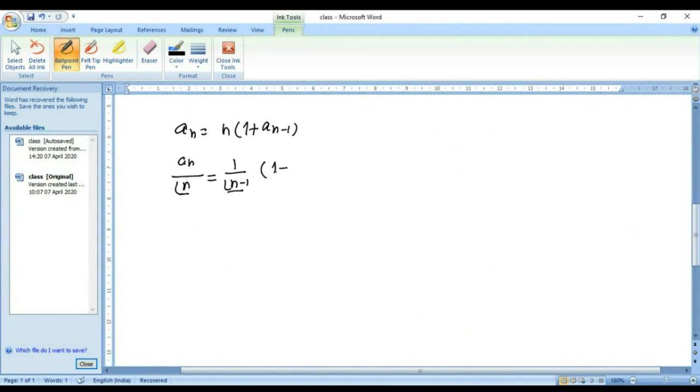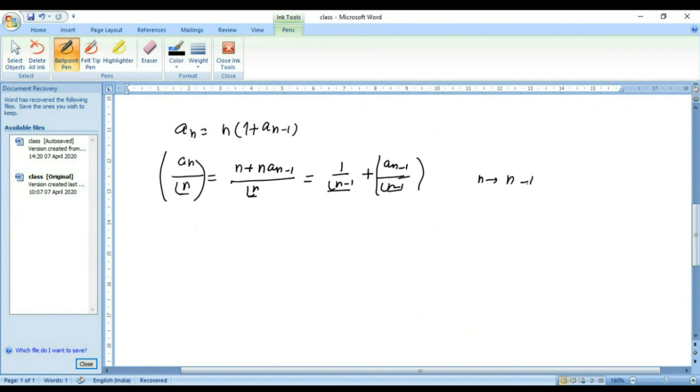or rather I can combine them together and I can just write that this is n plus n an minus 1 over n factorial, giving me 1 upon n minus 1 factorial, and plus an minus 1 upon n minus 1 factorial. These two are same expressions, just n changed to n minus 1. So it makes good strategy to bring them on one side, and so write like this equals 1 upon n minus 1 factorial.